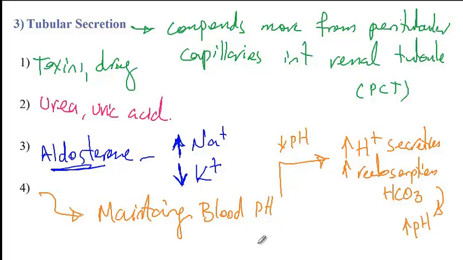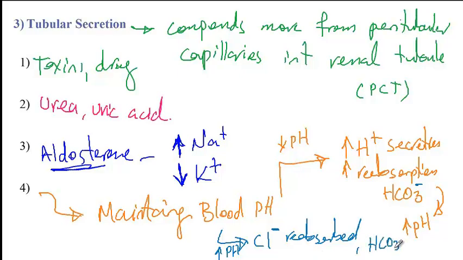And then another scenario is, let's say that we have a high blood pH. Under these circumstances, instead of reabsorbing HCO3 negative, kidneys will reabsorb chloride instead, and then bicarbonate, HCO3 negative, is allowed to get excreted in the urine. Now since we've lost bicarbonate, blood pH will drop. Okay, so the result is a drop in blood pH.